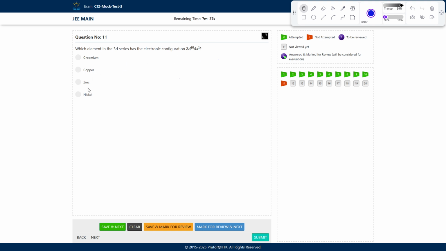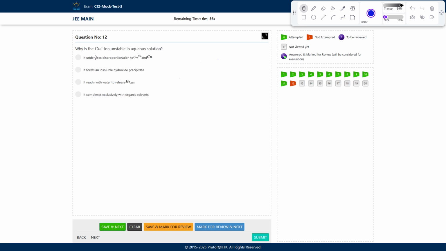Zinc is the last element in the 3d series, and it is going to have 3d10 4s2, not 3d10 4s1. Copper is going to have 3d10 4s1. Basically it is expected to be 3d9 4s2, but because 3d10 is more stable than 3d9, its stable configuration will be 3d10 4s1 instead of 3d9 4s2. So the configuration 3d10 4s1 corresponds to the copper element, hence our correct answer is option B. Let's move to our next question.